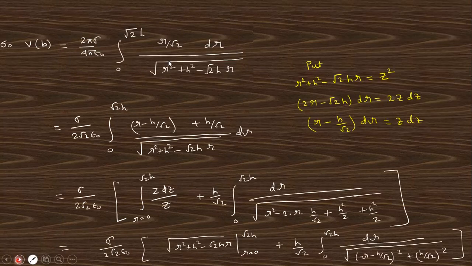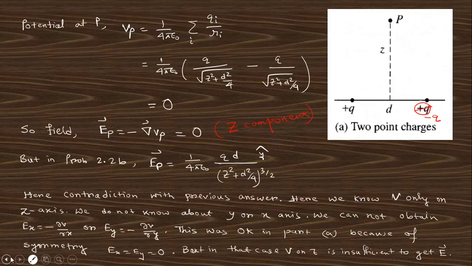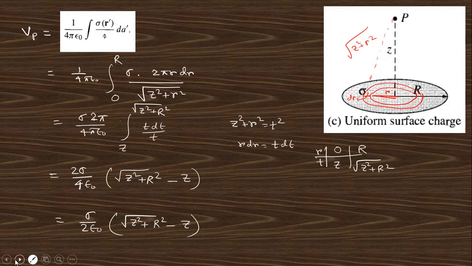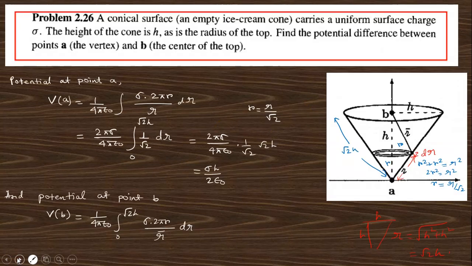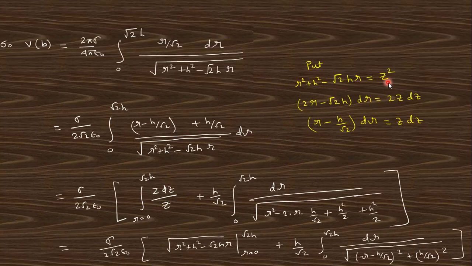Now take this substitution, we will get 2 curly r and root 2 h, d of curly r equal to 2z dz. So from here you will get this one. For that we take root 2 out, and so curly r minus h by root 2 plus h by root 2, these two will be cancelled out. We take this as such so that we can substitute.